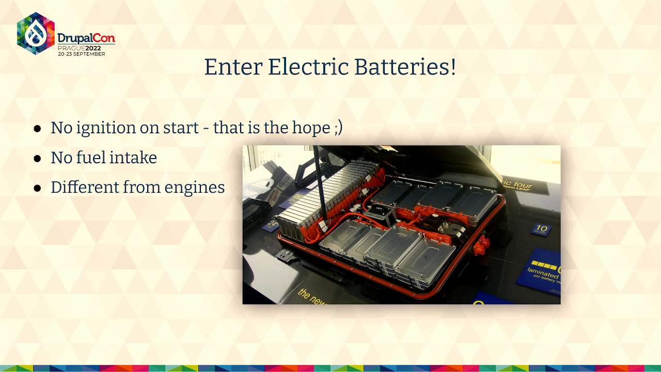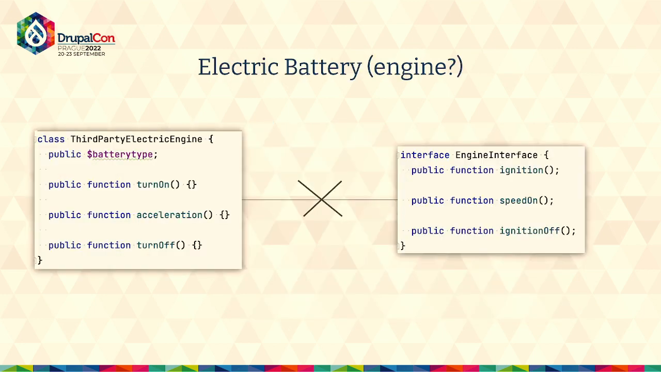And in our scenario, let's say now we have electric vehicles. And you can see that nothing burns, there's no fuel. The electric engines are completely different from a traditional internal combustion engine. And since our expertise is building engines and cars, we are not experts in creating electric batteries. What do we do in that case? We purchase it from someone who is an expert in that. So consider this as a class that we are getting. It's called a third-party electric engine. And since it is controlled completely by a third party, we don't have control over its methods. So it does not have an ignition like our system has. Speed on or ignition off is not present.